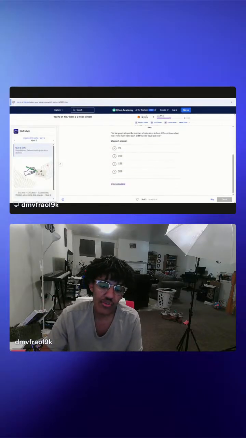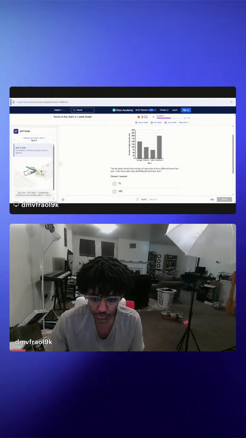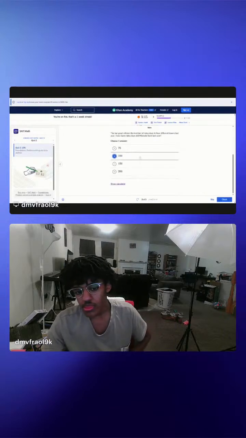The bar graph shows the number of rainy days in 4 different towns last year. How many rainy days did the storm have last year? 100.